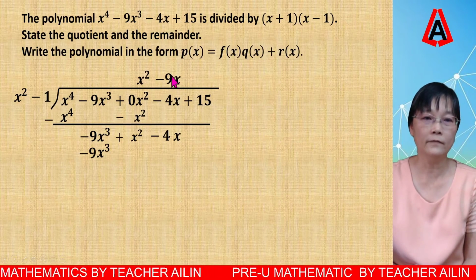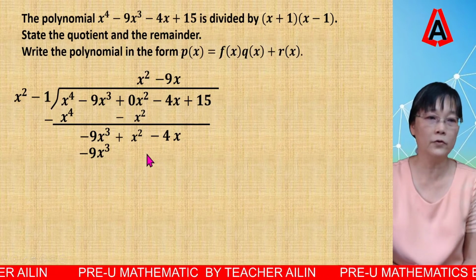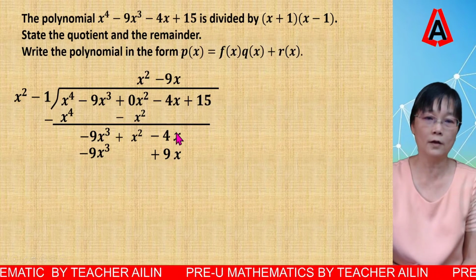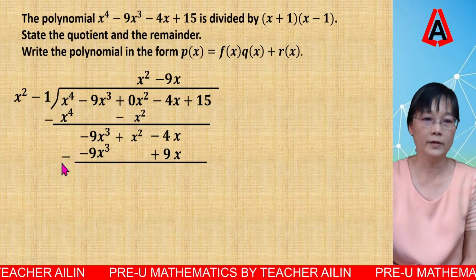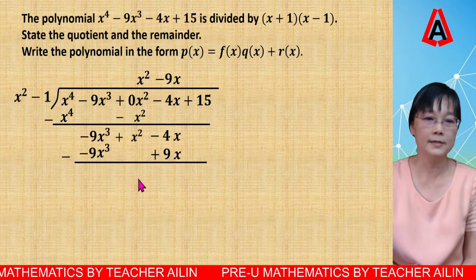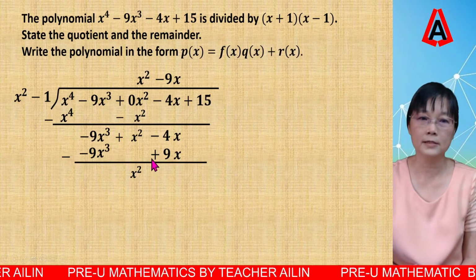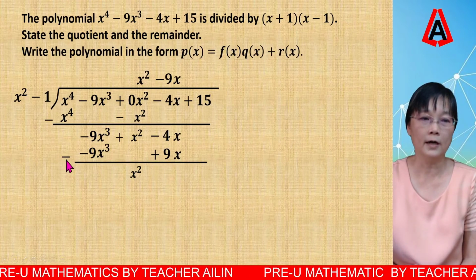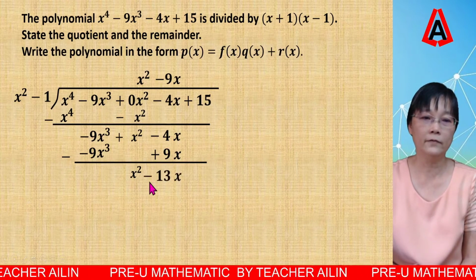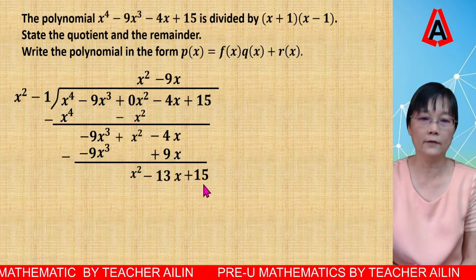So using this term, we continue. Negative 9x times negative 1, we will get positive 9x. So positive 9x, we should write down at the same column, that is x here. So when we subtract, this one will become 0. So x power 2 minus 0, we get x power 2, and negative 4 minus positive 9, that is negative, so negative 4 minus 9, we will get negative 13x. Then we put down the 15.